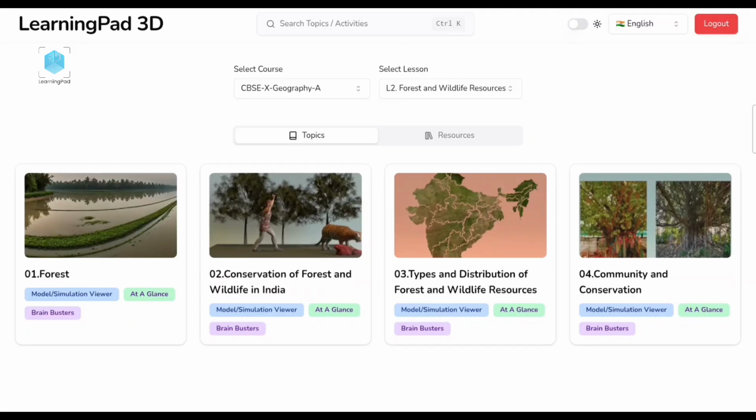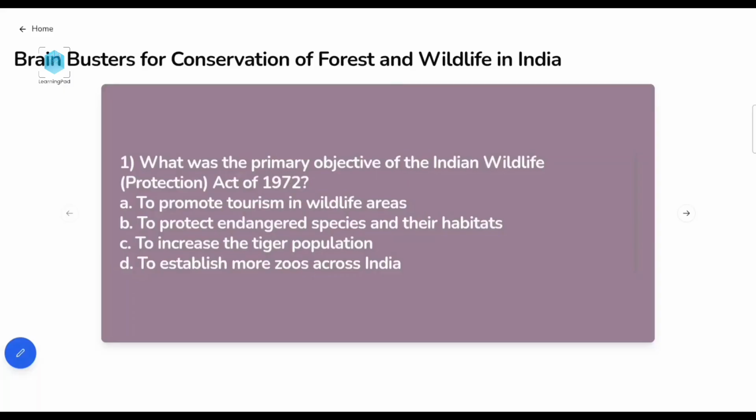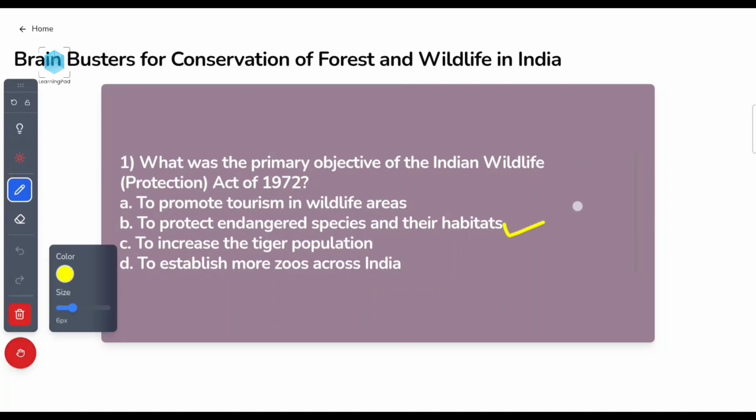So let us learn a few questions. I'm going to ask a few questions now. Let us check how much you have learned. What was the primary objective of the Indian Wildlife Protection Act? Just as we discussed, children. To promote tourism in wildlife areas, to protect endangered species and their habitats, to increase the tiger population, or to establish more zoos across India. Yes, your answer is correct: to protect endangered species and their habitats.